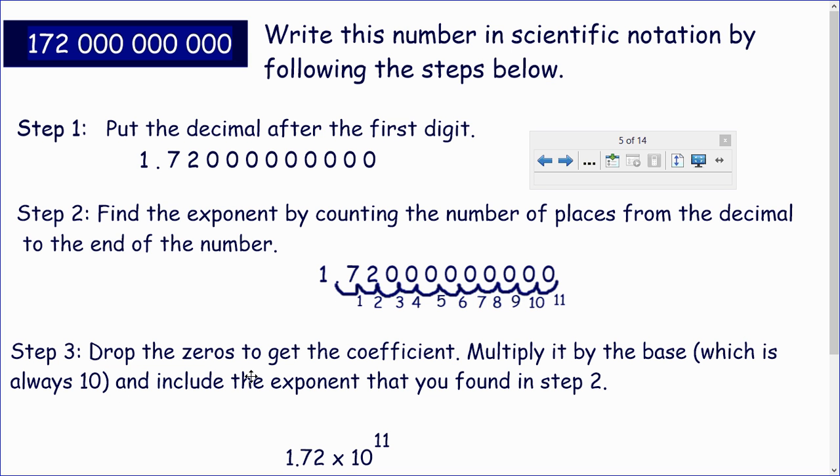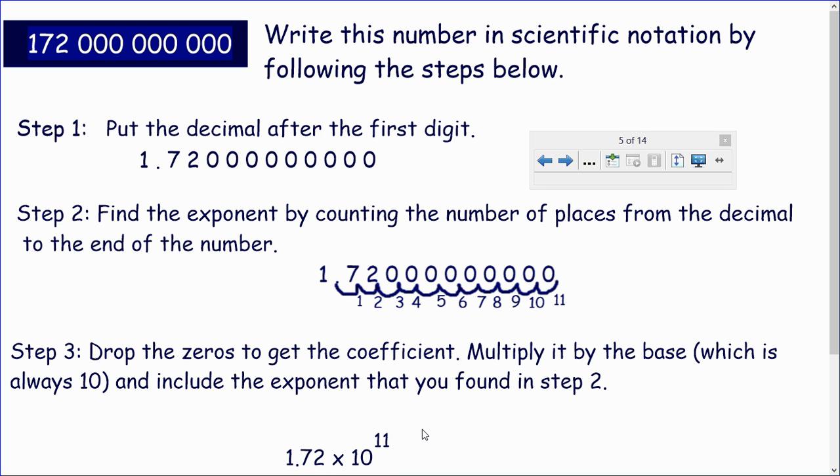Step 3, drop the zeros to get the coefficient, that's the first number, multiply it by the base, which is always 10, and include the exponent that you found in step 2. So we took 1.72, which is the first factor, a number greater than or equal to 1 but less than 10, and we're multiplying it by a power of 10. Remember, the base is always 10, but the 11 came from all the spaces that we counted from the end of the number to where we put the decimal point between the first and second digit. So our answer in scientific notation would be 1.72 times 10 to the 11th power.